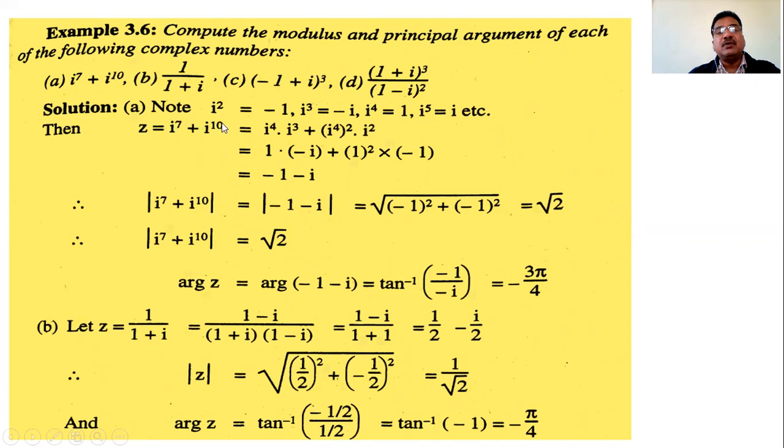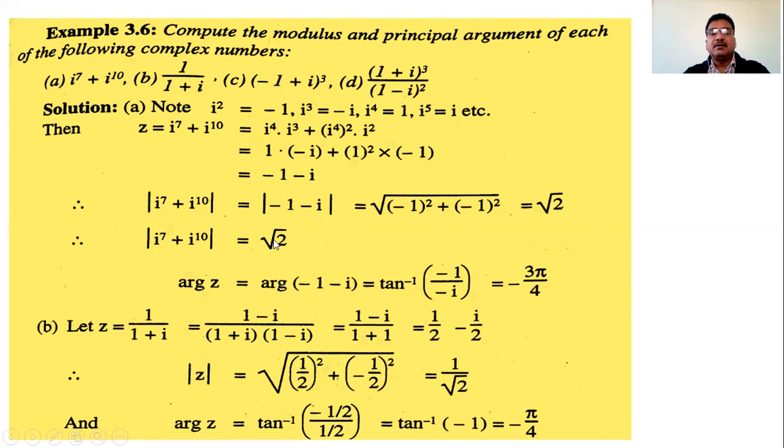Then i raised to 10 is what? i square into i square, five times. That is minus 1 into minus 1, five times, that is minus 1. So the value of i raised to 10 is minus 1, and the value of i raised to 7 is minus i. So this is the number minus 1 minus i.